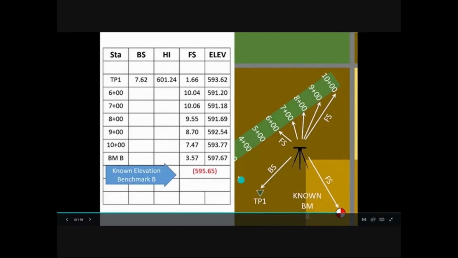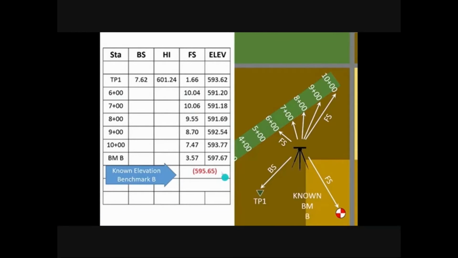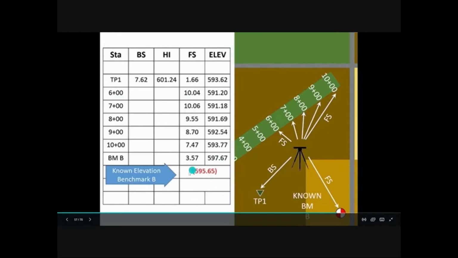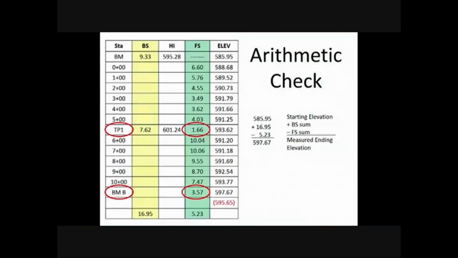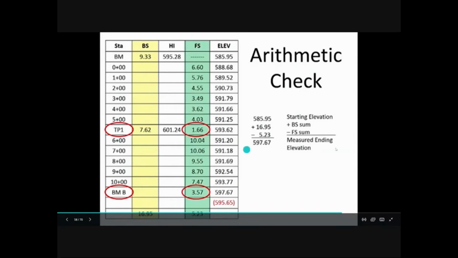As I mentioned earlier, it is important to know the elevation of each benchmark that we use in surveying. So to do the arithmetic check, first is to get the total backside values. So adding these two together would result to 16.95.